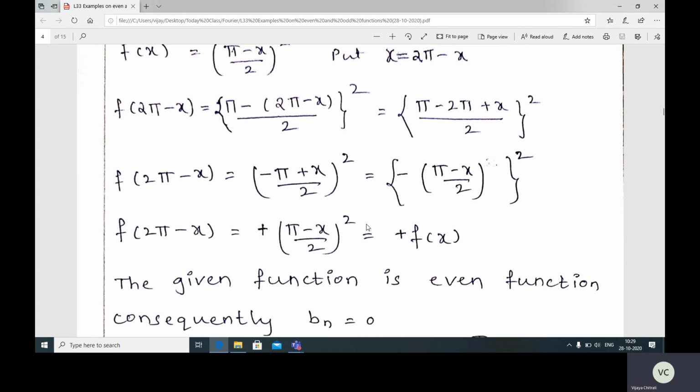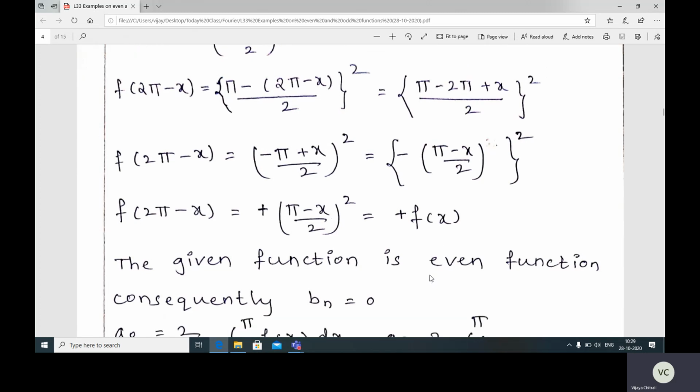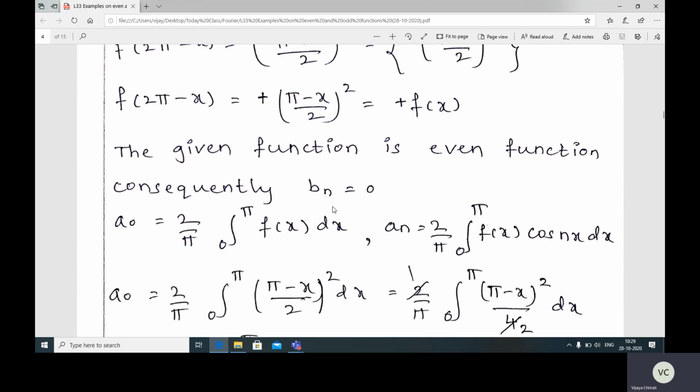Now observe this, this is f of x. After replacing x as 2 pi minus x, we got plus f of x, which means the given function is an even function. So obviously bn is equal to 0. You need to calculate a naught and an.